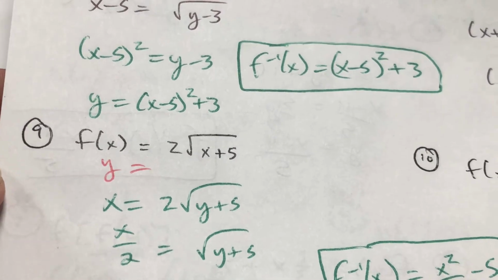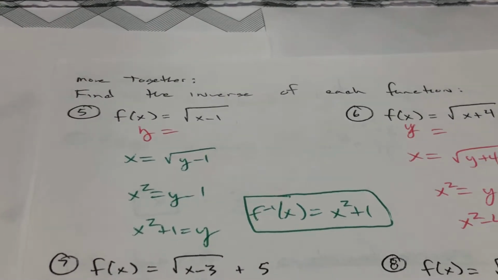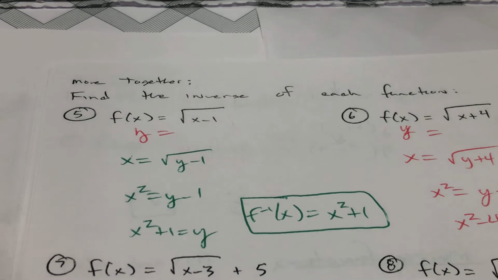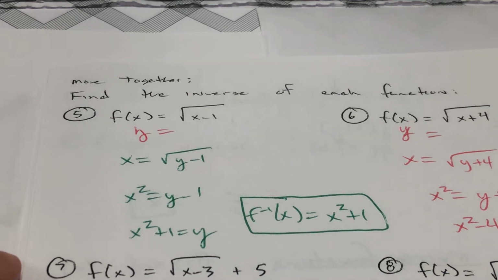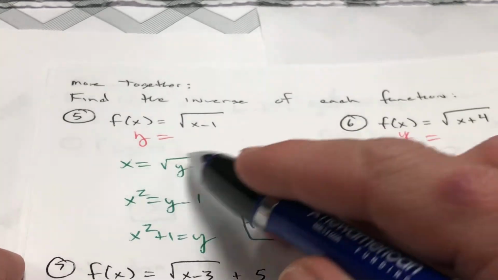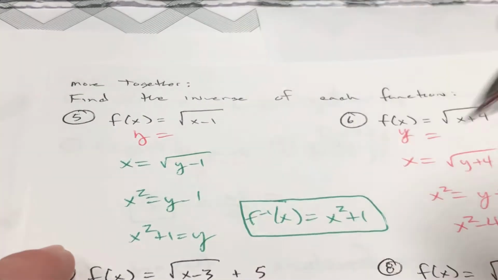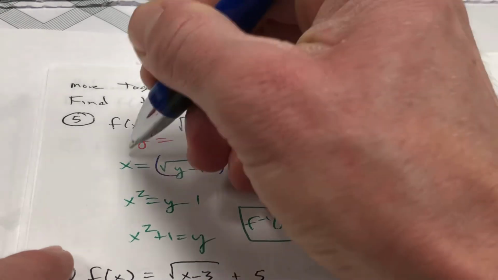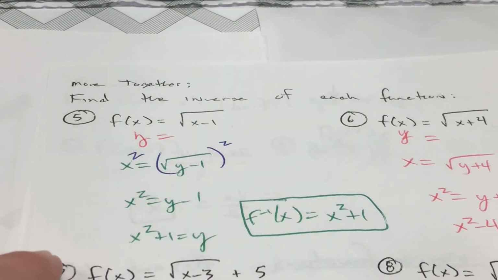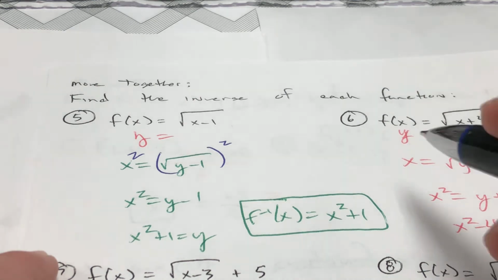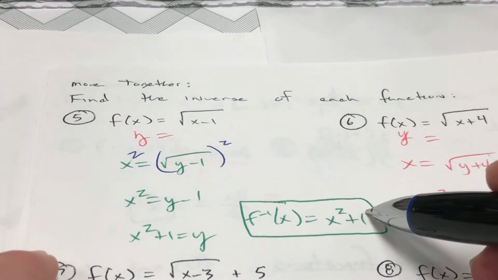Okay, then more together. So we got notes here. Continue with the notes. So y equals the square root of x minus 1. Switch x and y. x equals the square root of y minus 1. If I want to free up y, I've got to do the opposite of taking the square root. I've got to square both sides, and then I will add 1 to both sides. So x squared plus 1 is y.